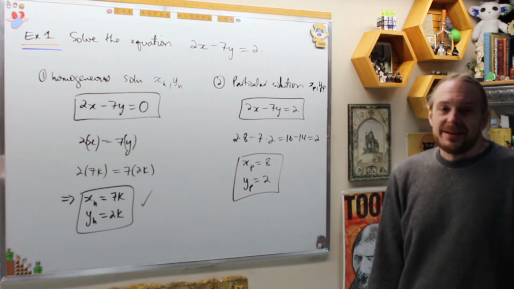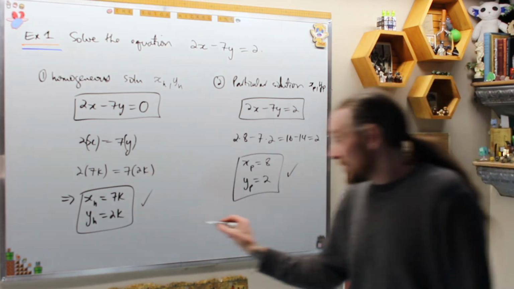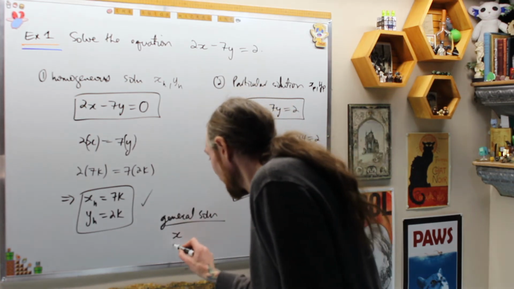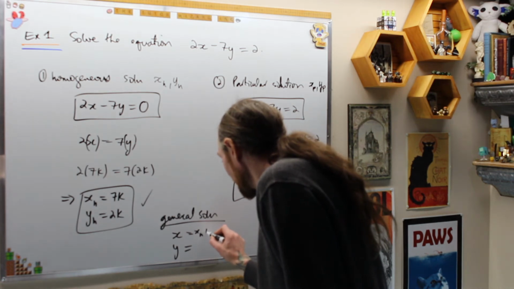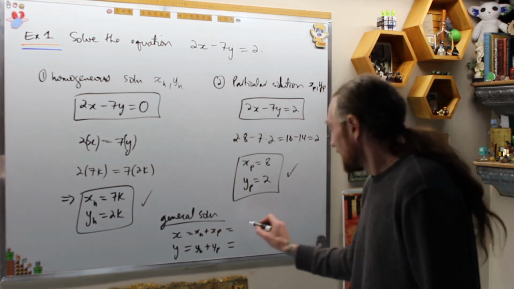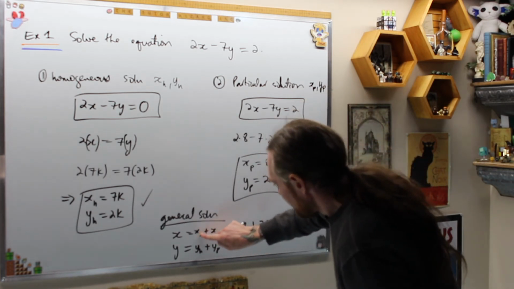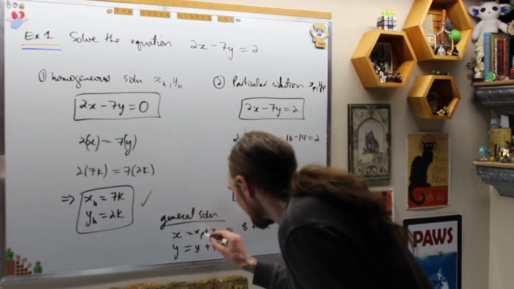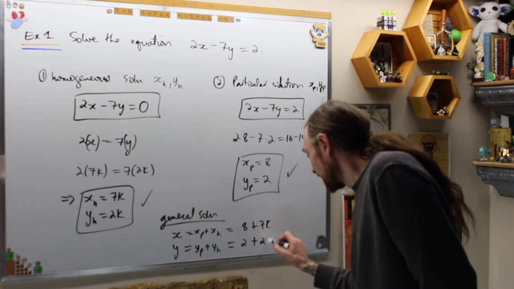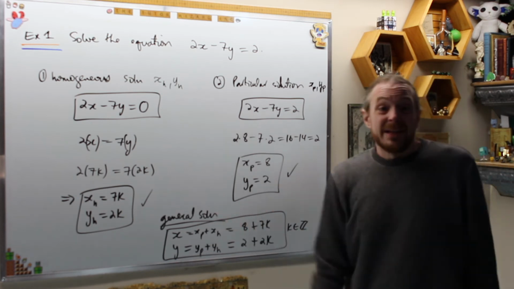I will give you a systematic method in a second, but this is the particular solution, and this is a homogeneous solution. This says the general solution is x and y equal x homogeneous plus x particular, y homogeneous plus y particular, which I can now write as 8 plus 7k. You can put this in the other order if you want. And then y is going to be 2 plus 2k. This is the general solution where k is any integer, and this gives me infinitely many solutions.